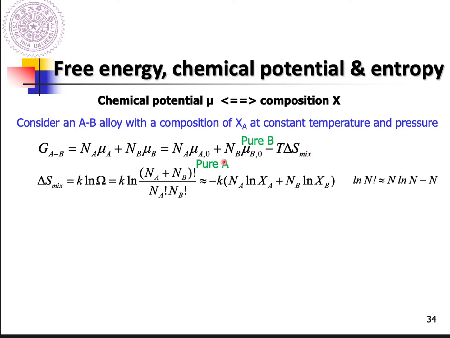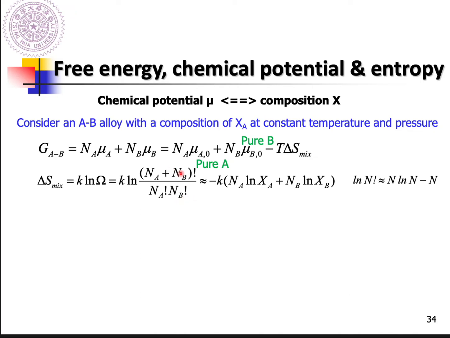So sometimes you can consider G equals H minus T delta S. Minus T delta S is the mixture entropy term. So what's the delta S mix? You can express this as equal to Boltzmann constant k log omega. Omega is the possible configurations, or possible combinations, of A and B atoms. So we can express it as the factorial of Na plus Nb, divided by factorial Na times factorial Nb.